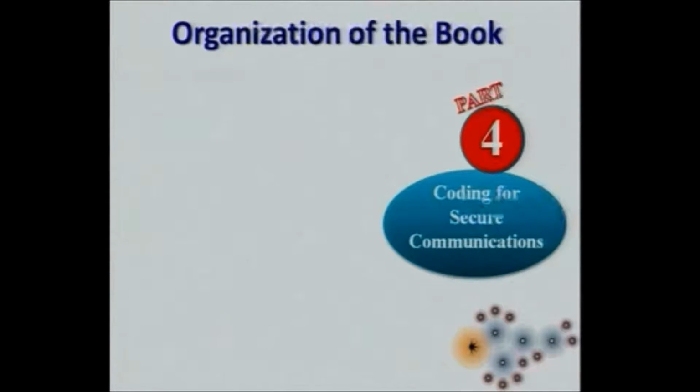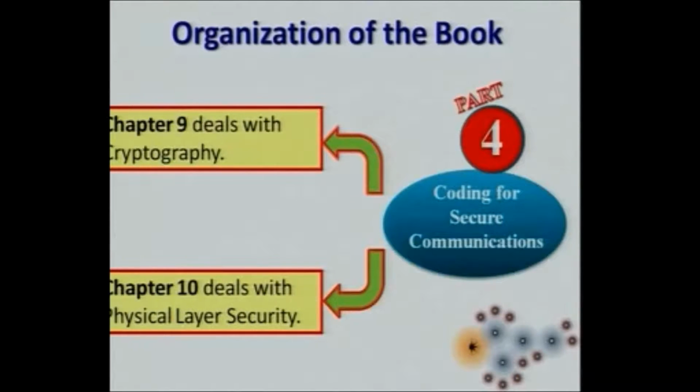Finally, we go to Part 4 of the book, which deals with coding for secure communications. This has 2 very interesting chapters. Chapter 9 is all about cryptography. We will study classical cryptographic techniques in Chapter 9. Chapter 10 is different. It deals with physical layer security. It is based on concepts from information theory.